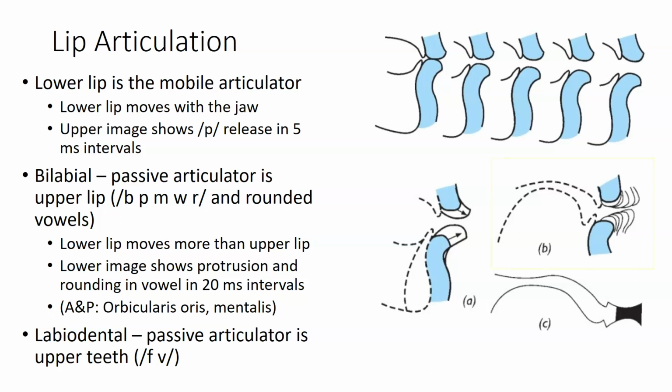In image B, in kind of the middle right, there's a series of lines indicating the movement of the lips for rounding and protrusion in 20 millisecond intervals for something like an oo vowel. This has an acoustic effect of lengthening the vocal tract, as shown in image C, which you would discuss in speech science. Lips are also involved in our labiodental sounds, where the lower lip moves against the upper teeth for f and v.